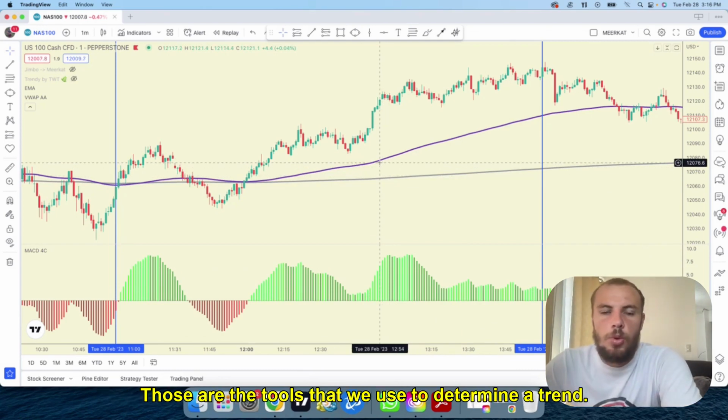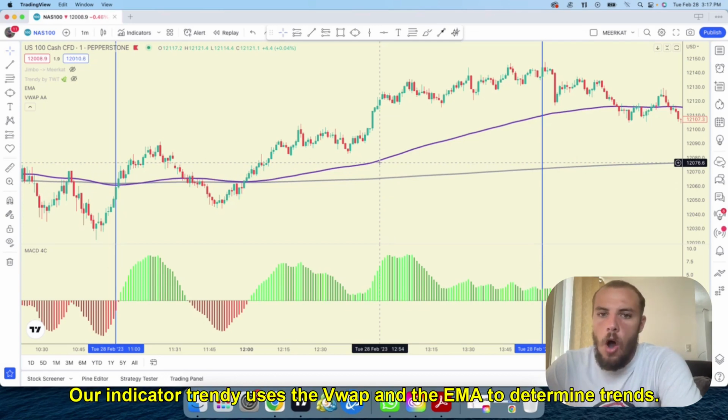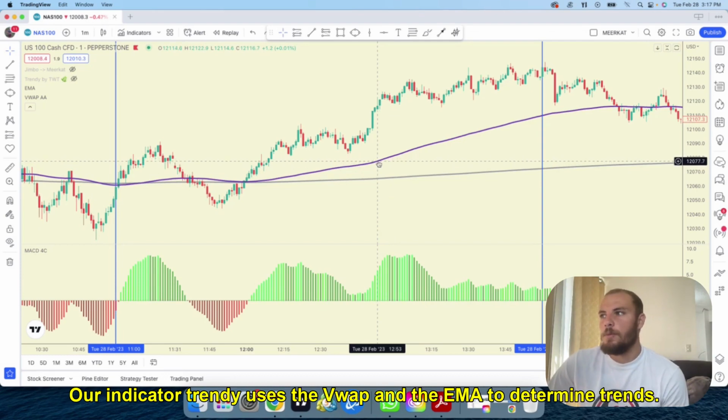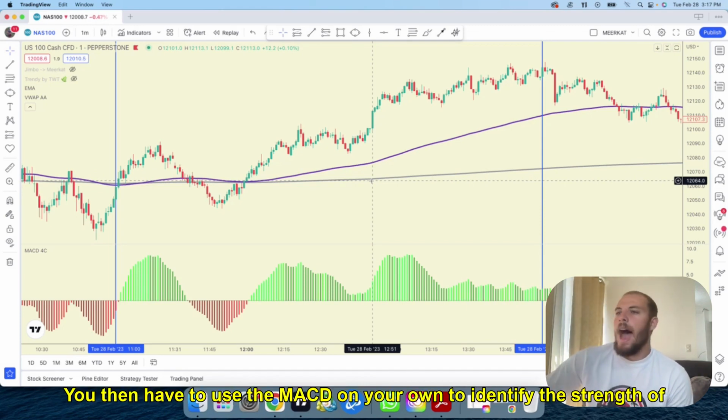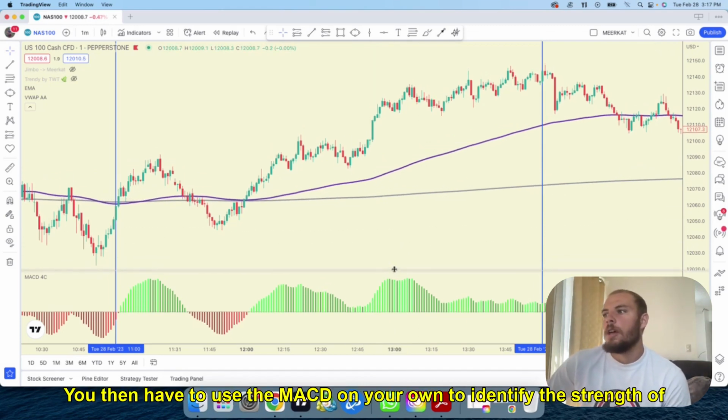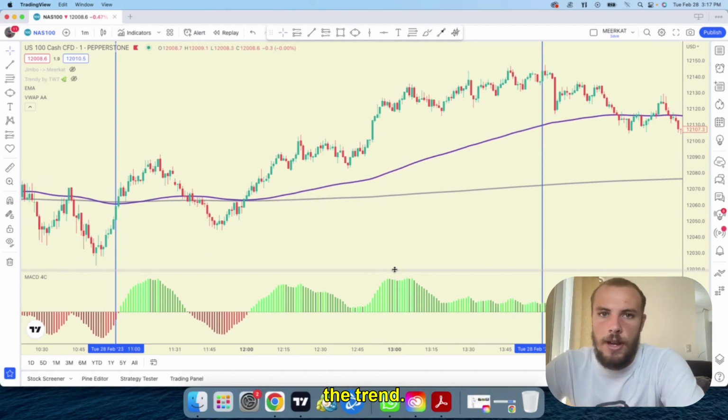Those are the tools that we use to determine a trend. Our indicator, Trendy, uses the VWAP and the EMA to determine trends. You then have to use the MACD on your own to identify the strength of the trend.